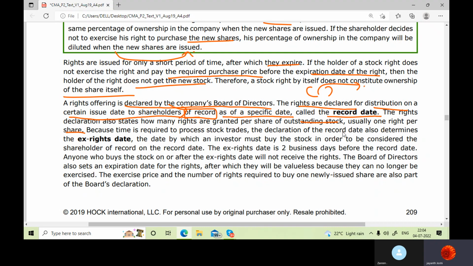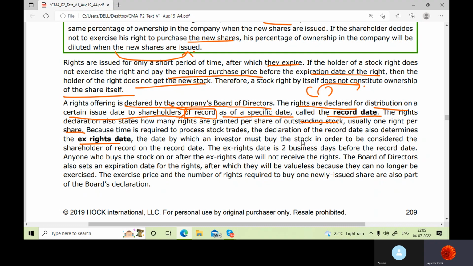The declaration of the record date also determines the X rights date. That means once the declaration has happened on the record date, it's called the X rights date. That means now the rights issue, the rights have been declared. Okay, the rights have been declared. So it is the X rights date.